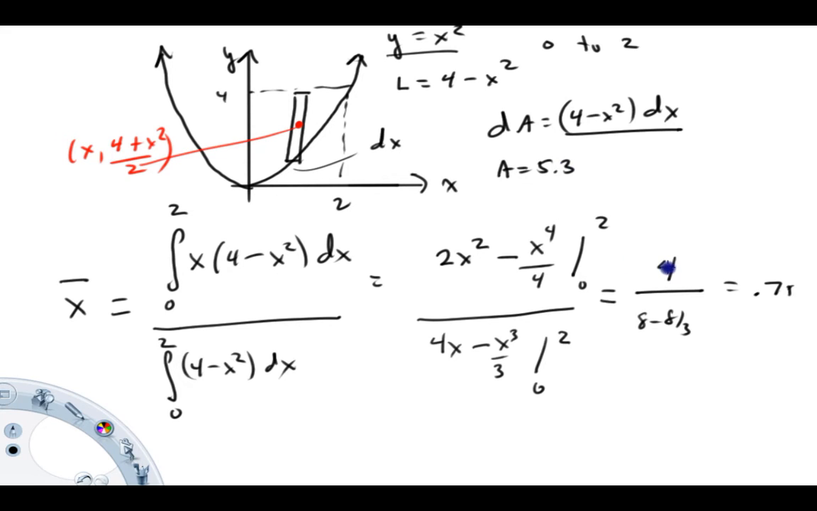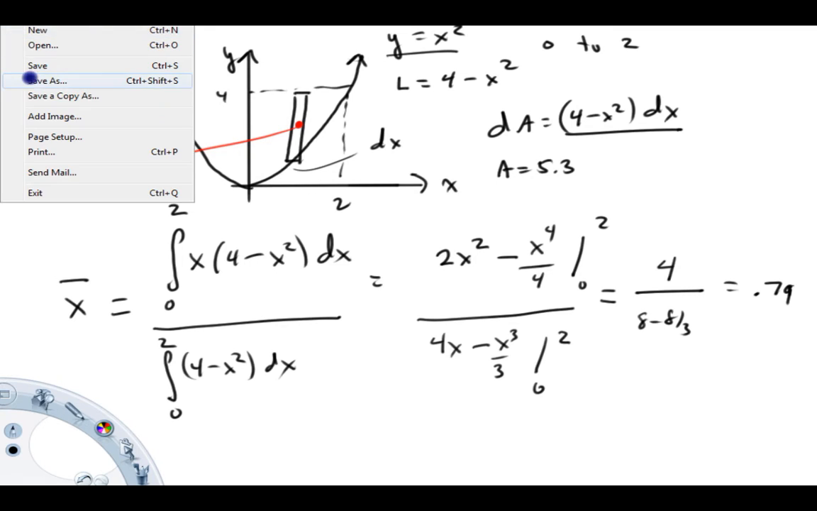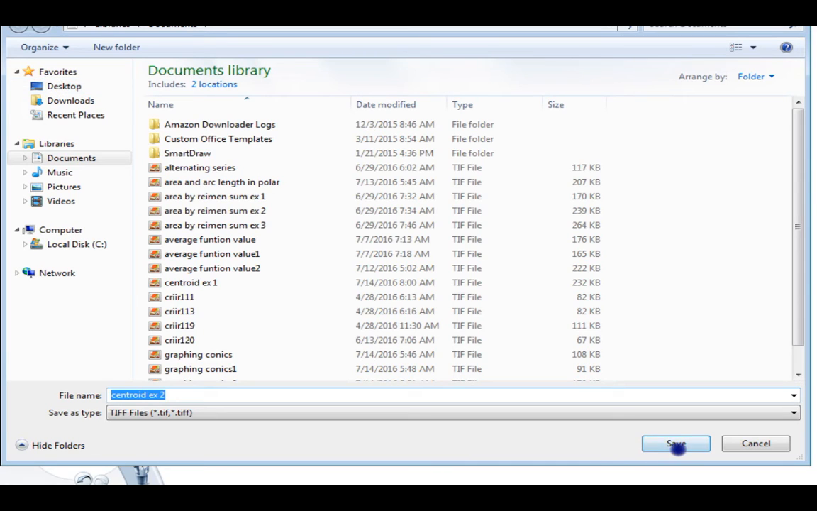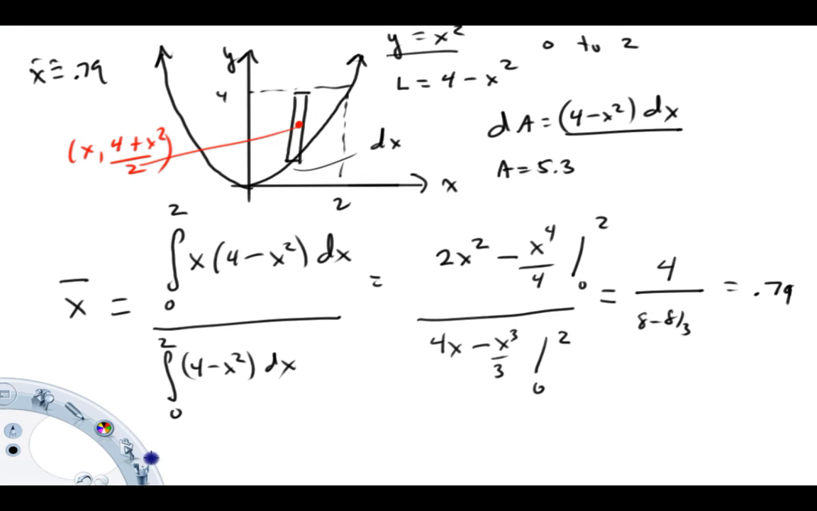Okay, so 4 over 5.3 is about 0.79-ish. Is that right? Yeah. Ish is a technical term for two significant figures. So the x-coordinate of the centroid of our bound area, I'll write this over here, we found is approximately 0.79. I'm going to take a moment here, and actually I'm going to save the picture of that. Okay, now we're going to talk about calculating y-bar.